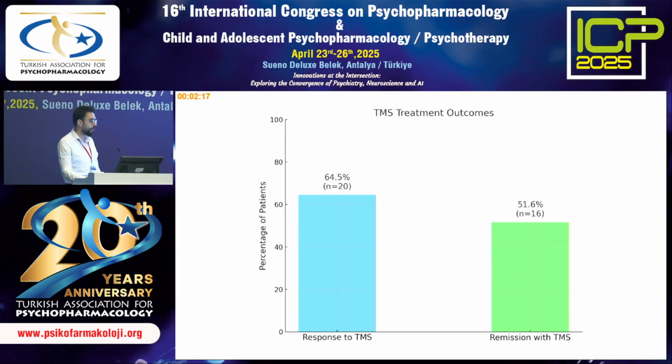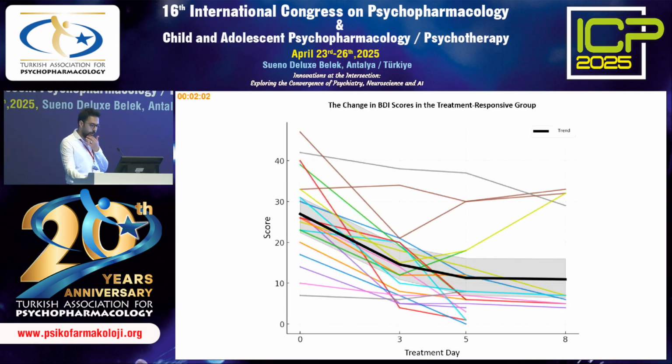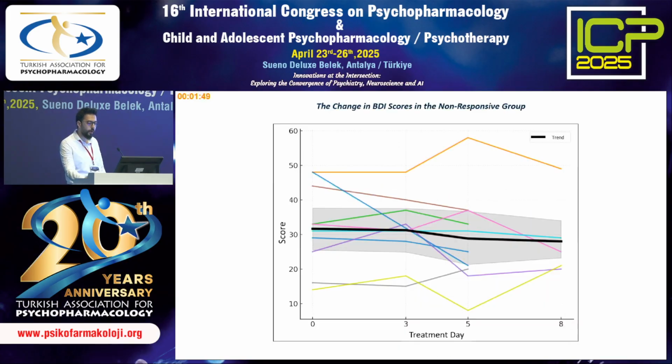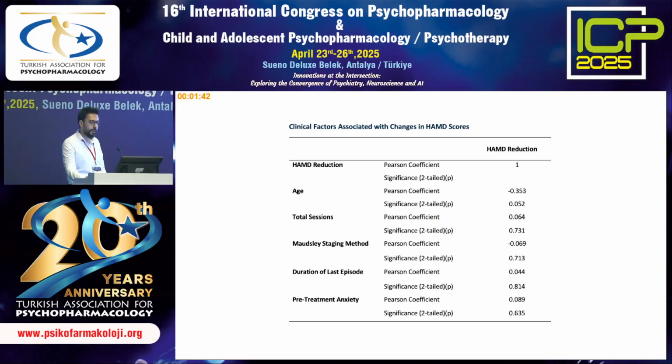So this is the most important part of our study. The patients responded to the therapy at 64.5%, and remission with TMS was 51.6%. So here we can see the change in BDI scores in the treatment-responsive group. Towards the 3rd and the 5th day, there was a reduction, and then up to the 8th, there was more stability.